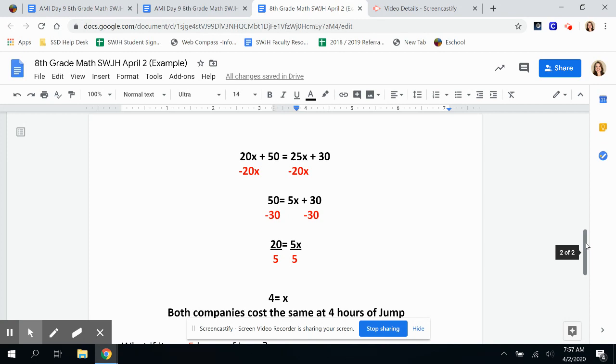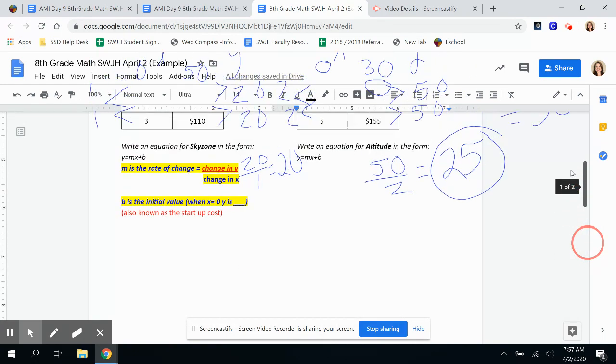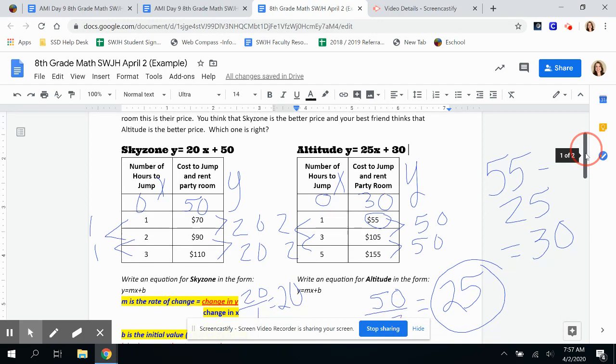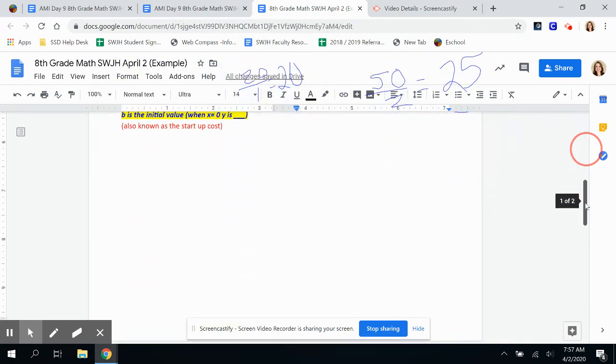If I look at my table and go less than 4 hours, which one is the better company? At 4 hours, they cost exactly the same. For less than 4 hours, we can look back at our table and see that for Sky Zone, 1 hour is 70 and 3 hours is 110. At Altitude, 1 hour is 55 and 3 hours is 105. So this means Altitude is cheaper for less than 4 hours.